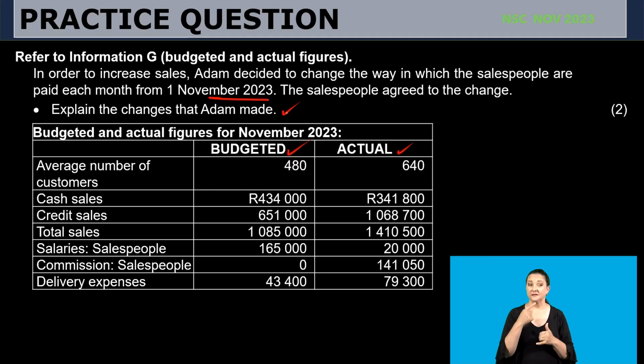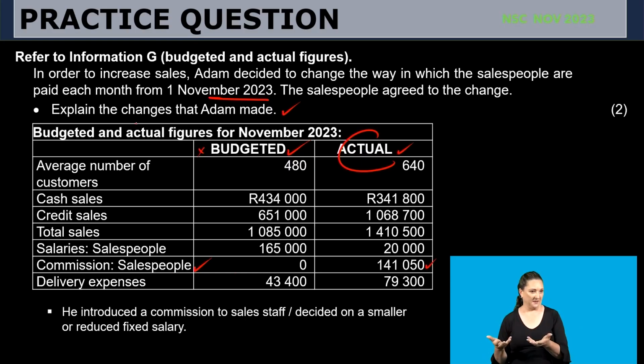So here you are required to have a critical mind, a mind that can see the old things that were there and now begin to look at the new thing. What new information is there in the actual that was not there on the budgeted? Okay, you can see that commission to salespeople. So, what changes did Adam make?